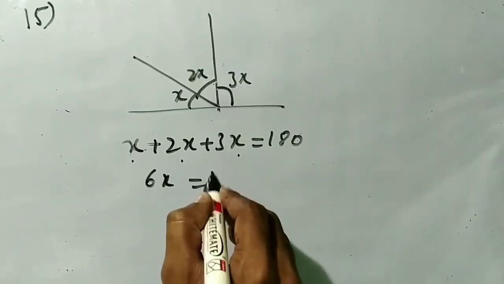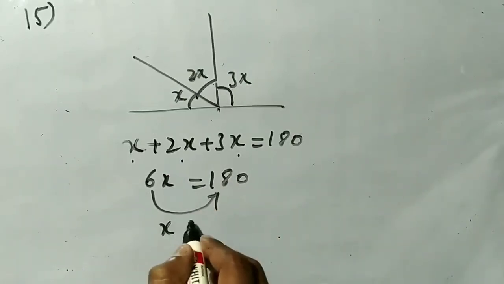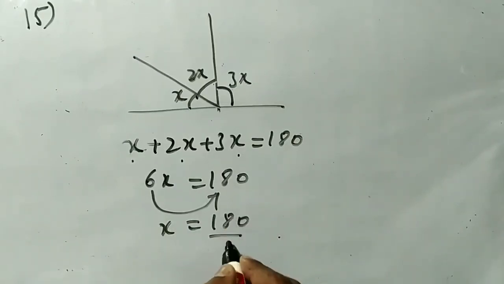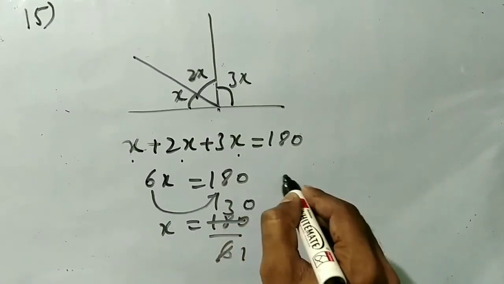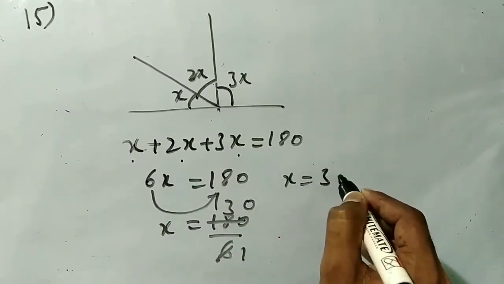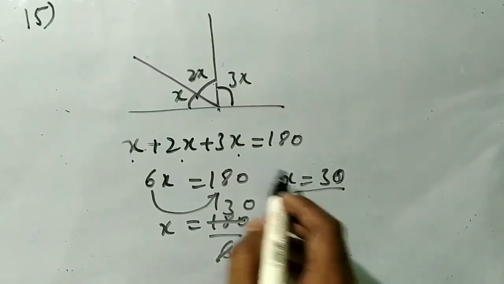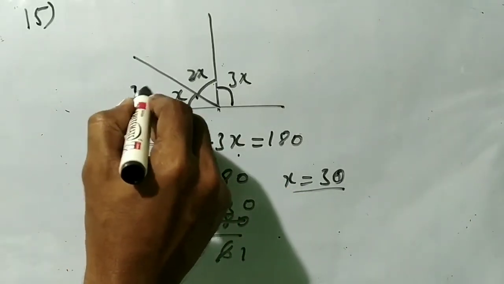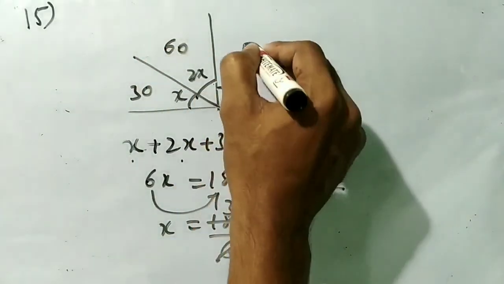When it goes to the RHS it becomes division: x is equal to 180 by 6. 6 ones are 6, 6 threes are 18, so x is equal to 30. We have to check here. This is 30; 2x is 3 twos are 60, and 3x is 3 threes are 90. These are the angles we formed here.